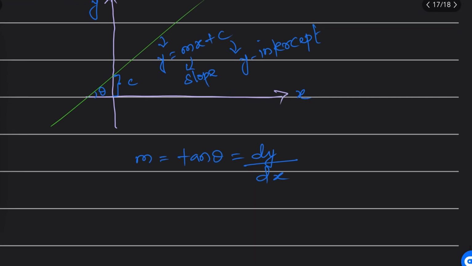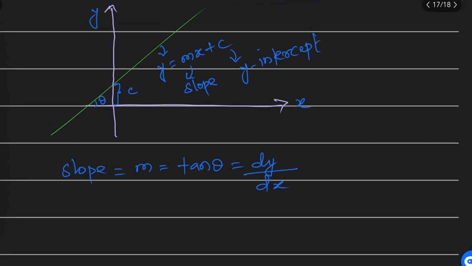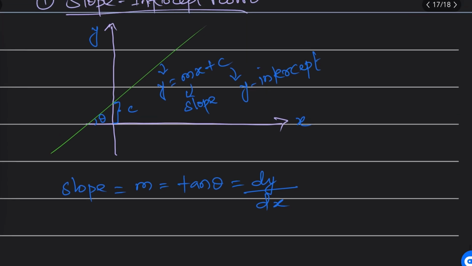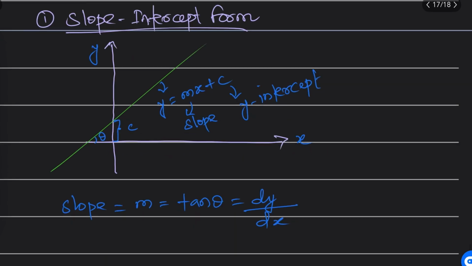One of the applications of differentiation is itself the slope of the curve, right? So slope is nothing but m, and that is tan theta, and that is dy by dx. So this is the form of a straight line. You should remember, whenever a straight line is given, it will be in the form of y is equal to mx plus c. Sir, a straight line comes when the power of x is 1.